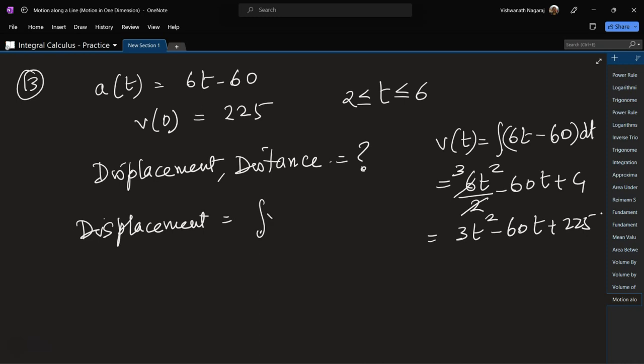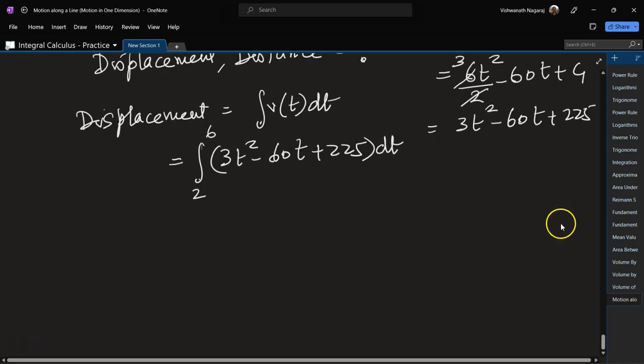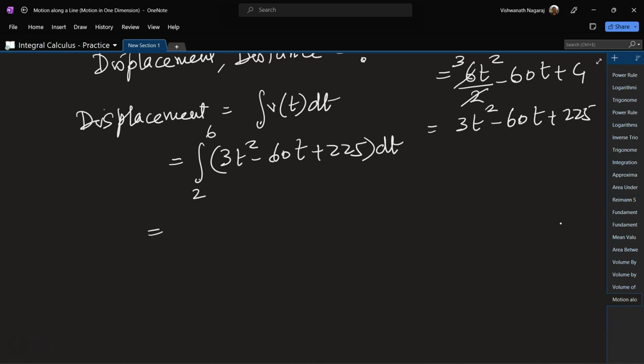So displacement would be the integral of V of t dt, which is equal to the integral of 3t square minus 60t plus 225 dt from 2 to 6. Okay, now let's integrate this.